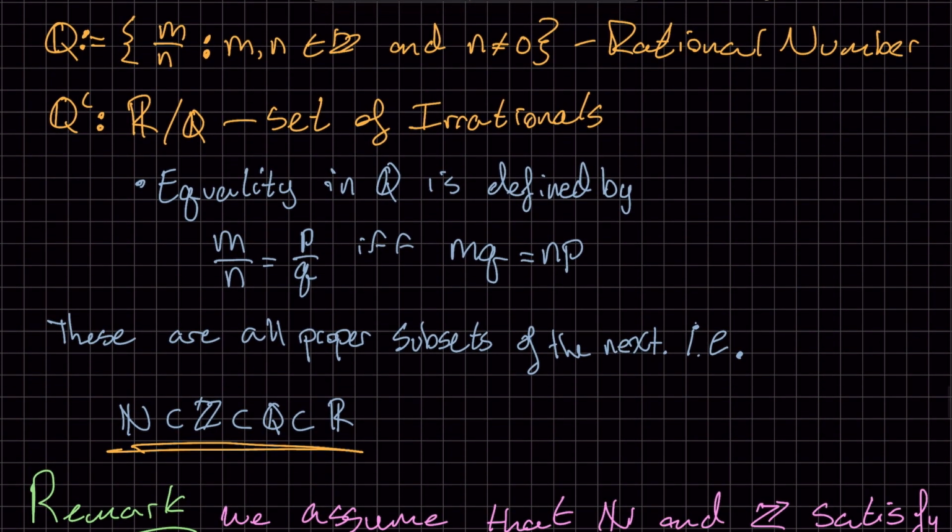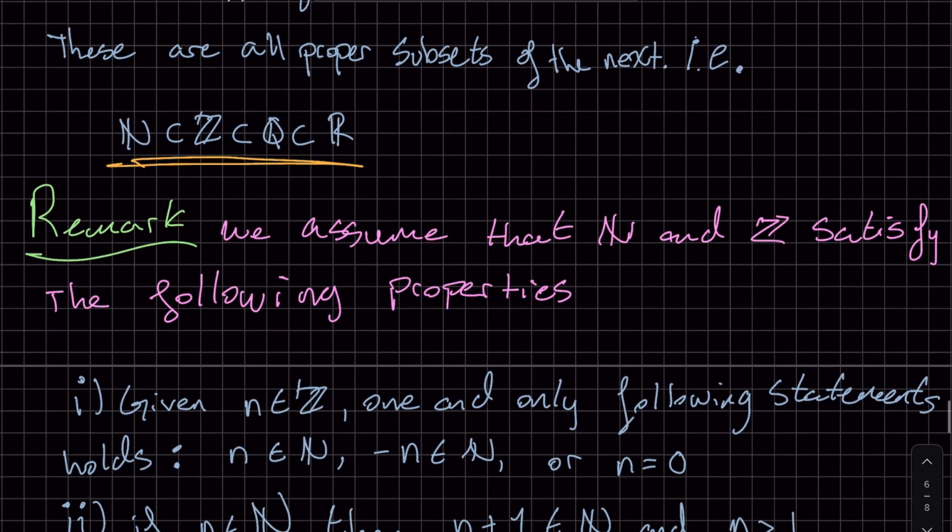So these are all proper subsets of the next. So N is a proper subset of Z, which is a proper subset of Q, which is a proper subset of R, which is really interesting to think about. And here's a remark. We assume that N and Z satisfy the following properties.